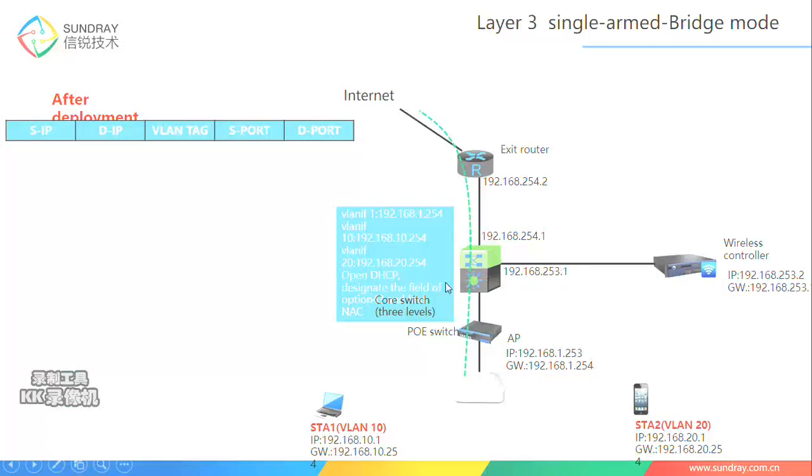In this case, the DHCP is set on the layer 3 switch, so there's no need for setup. We just need to make sure that the controller and AP can reach each other. There is no need to set up a trunk port.